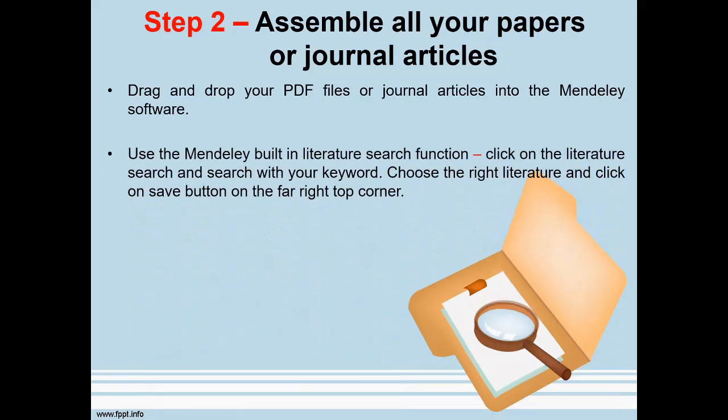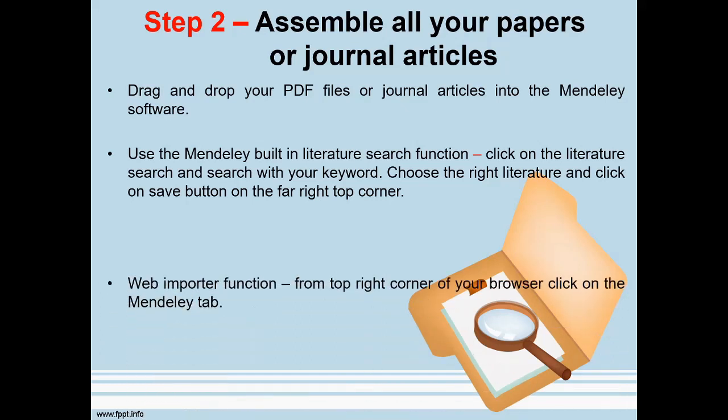The next approach is to use the built-in Mendeley literature search function to search within the already existing academic journals for literature relevant to your thesis or dissertation, basically using keywords, and then save it into the Mendeley software. To do this, you click on literature search and then you use your keyword to search. You choose the right literature and click on the save button that is usually found on the far top right corner within the Mendeley software window.